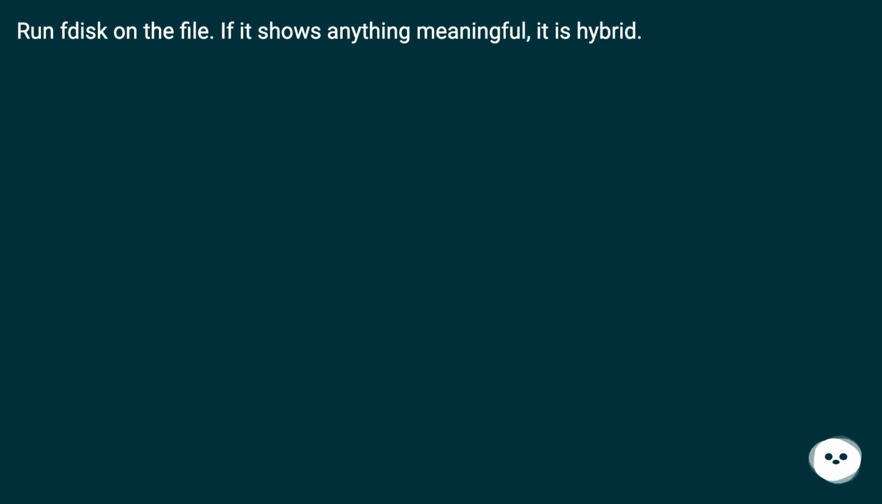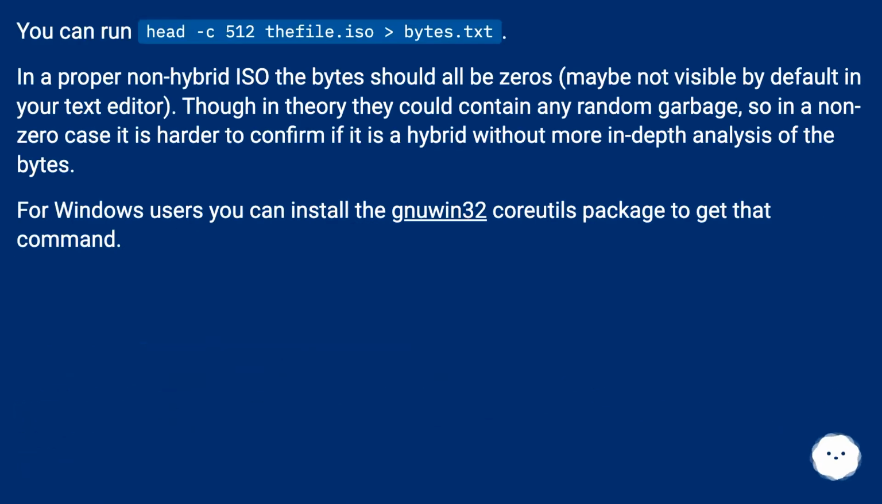Run fdisk on the file. If it shows anything meaningful, it is hybrid. You can run head -c 512 file.iso > bytes.txt. In a proper non-hybrid ISO, the bytes should all be zeros, maybe not visible by default in your text editor. Though in theory they could contain any random garbage, so in a non-zero case it is harder to confirm if it is a hybrid without more in-depth analysis of the bytes. For Windows users, you can install the GNU Win32 CoreUtils package to get that command.